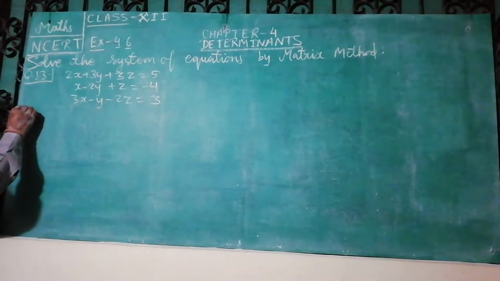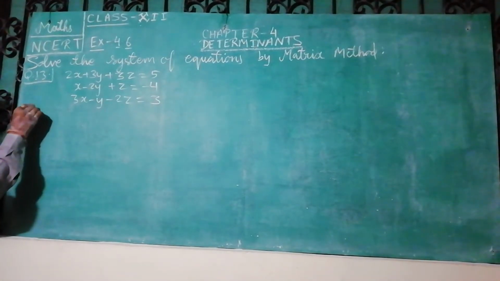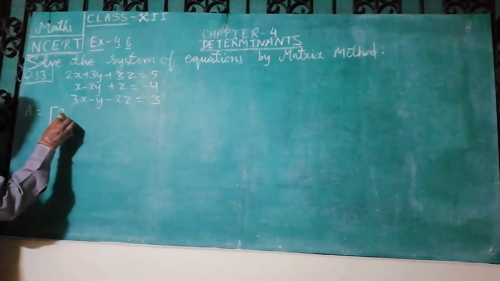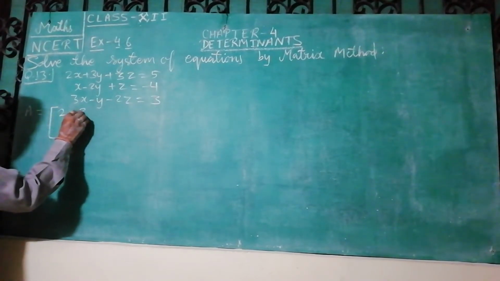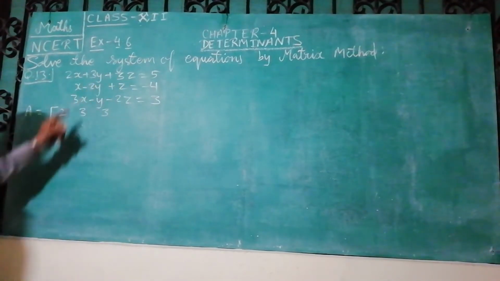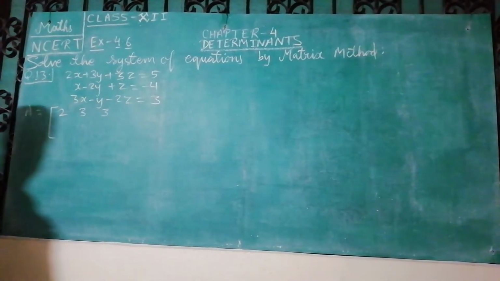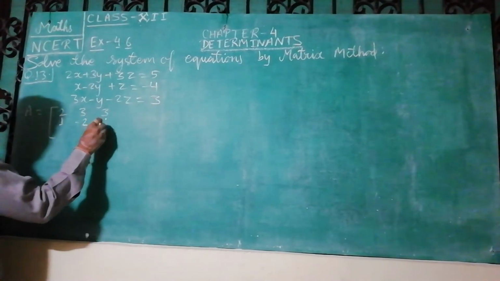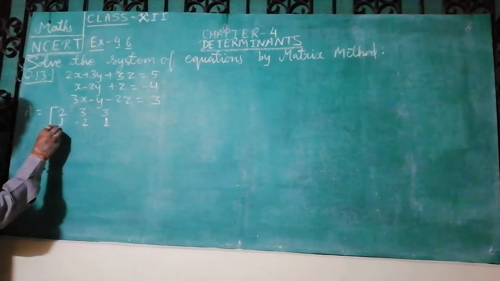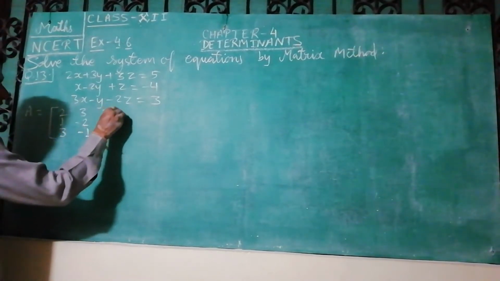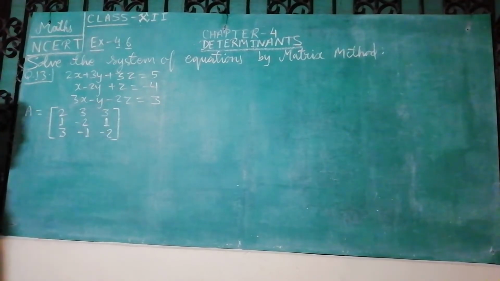So first of all, let me explain to you which matrix A is. It is 2, 3 and 3: coefficients of x, y and z from the first equation, coefficients of x, y and z from the second equation, and coefficients of x, y, z from the third equation. This is known as matrix A.